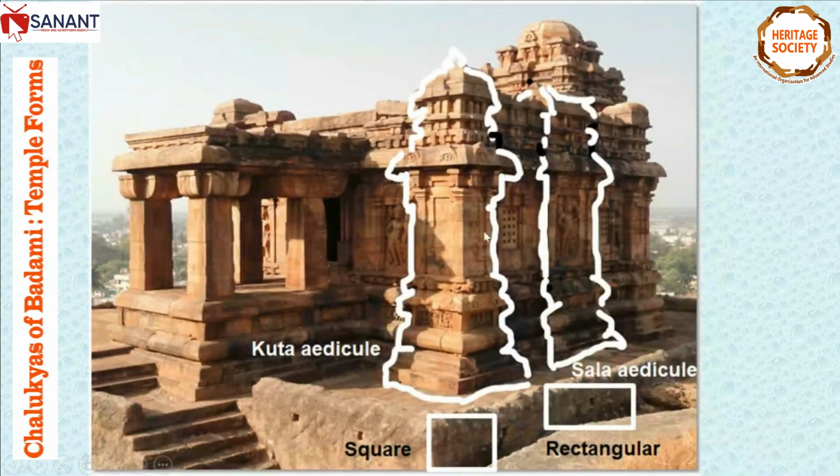I'm showing you what an edicule means. This is a Kuta edicule. This is Kuta actually, part of Hara. But if you bring it down up to the basement, you will notice that it will represent a complete square temple. Likewise, this is the Shala, the oblong one.